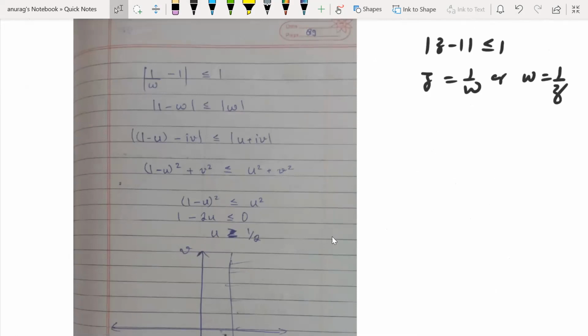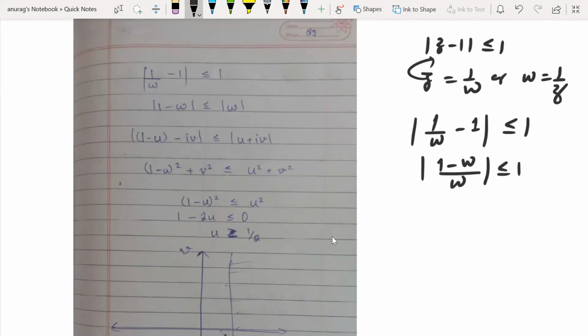So you put Z equal to 1 by W here, it will be mod 1 over W minus 1 less than equal to 1. Now your picture will be the image of the Z plane in the W plane. So it can be written as mod 1 minus W over mod W less than equal to 1. Both are positive sides, so we can write mod 1 minus W less than equal to mod of W. W is U plus iV.